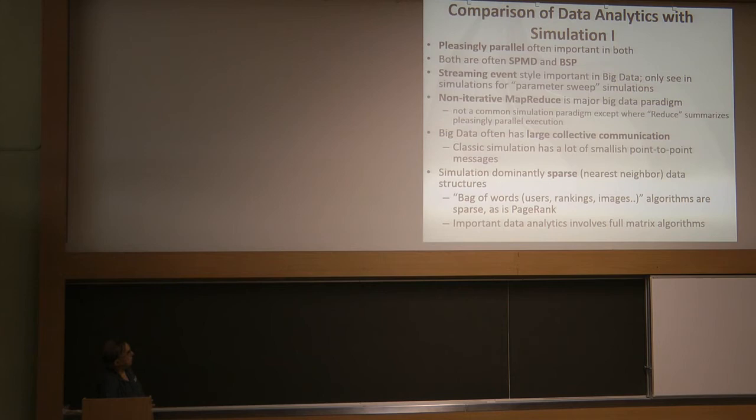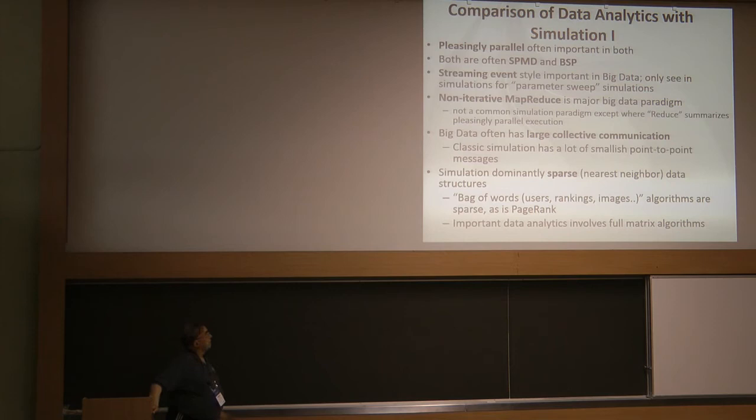I mentioned that the second architecture, non-iterative MapReduce, the classic MapReduce originally invented by Jeffrey Dean at Google, is not very common in simulations. In simulations, you almost always get iterations. There are a few simulations like quantum Monte Carlo which look like non-iterative MapReduce, because you're doing a computation followed by a reduction phase. The third architecture is a very important big data problem with large collective communication. You see some of that in simulation, since sometimes simulation does linear algebra, and linear algebra has this architecture. But still, it's much more important in big data than in simulation.